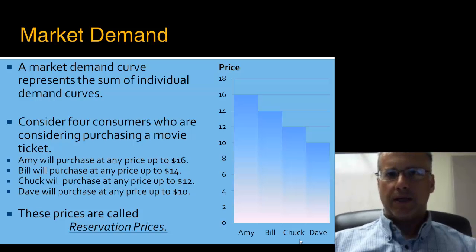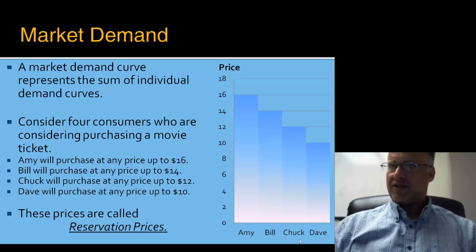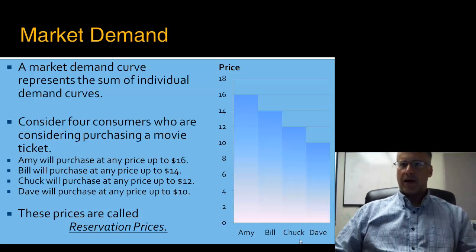So in this case, we're going to consider four consumers, Amy, Bill, Chuck, and Dave. And what we're going to do in the graph at the right is essentially rank them in order of their reservation price from highest to lowest. Amy's reservation price is $16. That is, if the price of a movie ticket is above $16, she won't purchase. But at $16 or below, she will purchase. Bill's reservation price is $14. Chuck's is $12 and Dave's is $10, and we've lined these things up in the graph on the right.